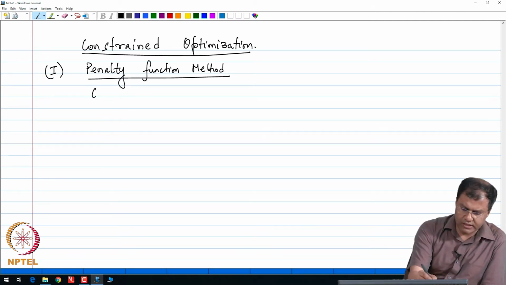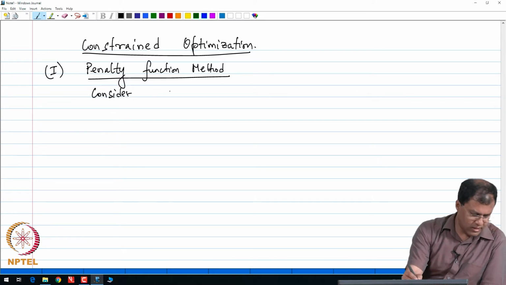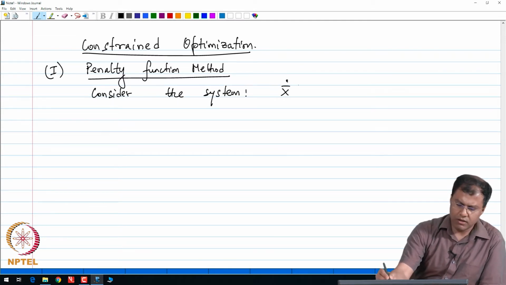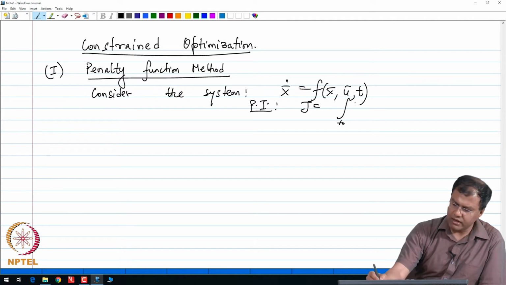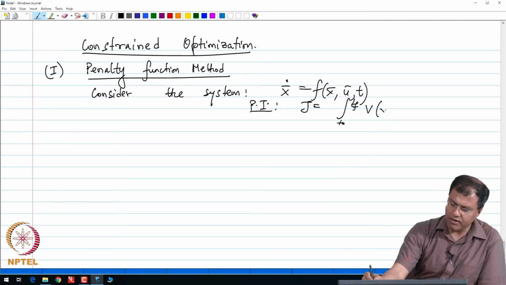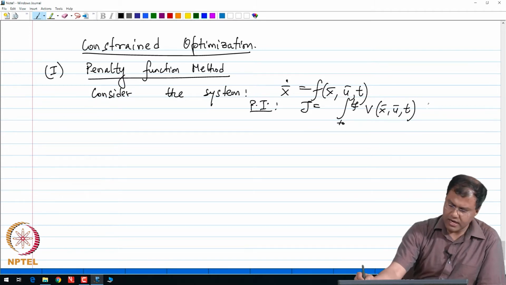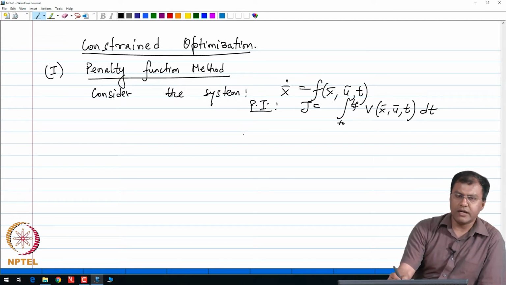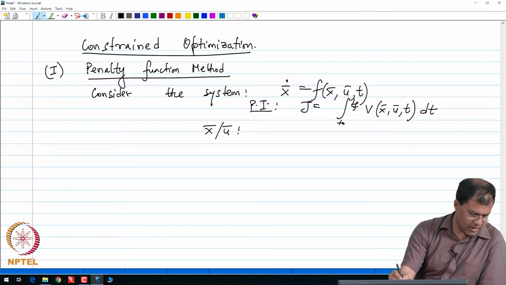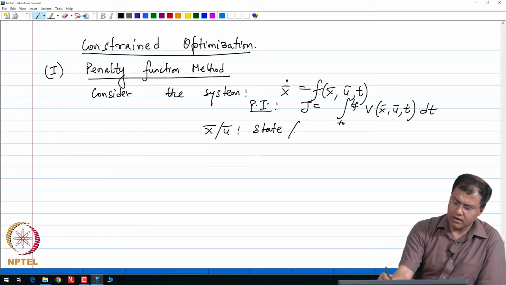So, consider the system given by x dot bar equals f of x bar, u bar, t, and I am given also the performance index J, which is the integral from t 0 to t f of v of x bar, u bar, comma t dt, where x bar and u bar are my usual state and control variables.